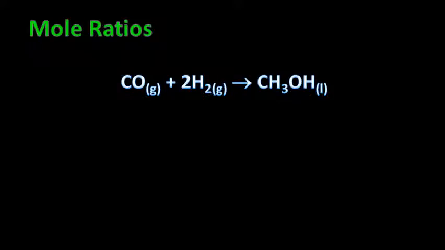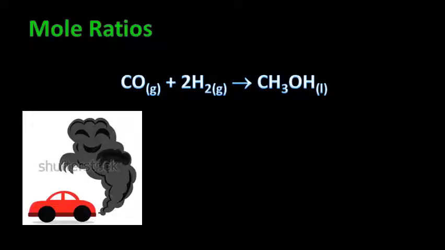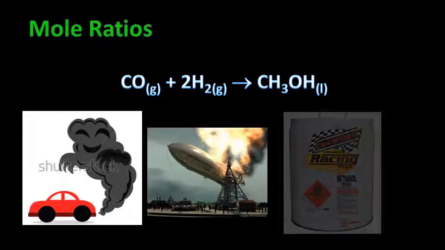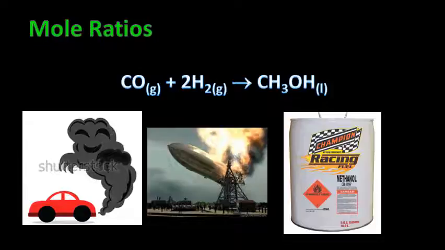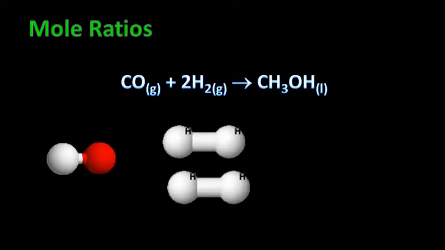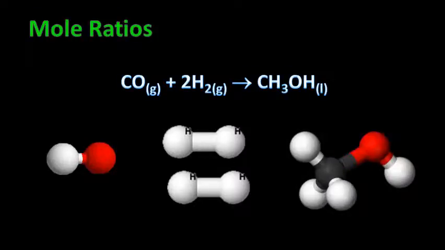So what we're going to look at first with the mole ratios is the same reaction I've been using this whole time. But one of the things I wanted to show you was that this is carbon monoxide, which comes out of the back of your car, and hydrogen gas, which is what blew up the Hindenburg, gives us methanol. I just thought that was kind of interesting. And if you look at the actual chemicals, carbon monoxide, hydrogen gas, gives us methanol. And what type of chemical reaction is this? For an extra credit point, write that down.